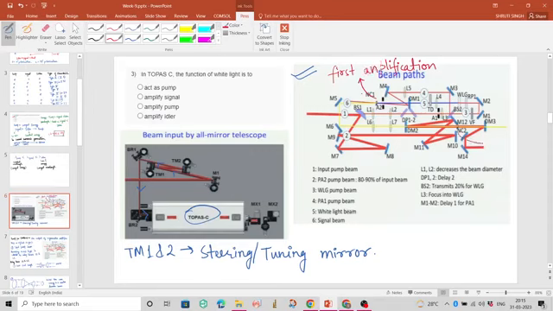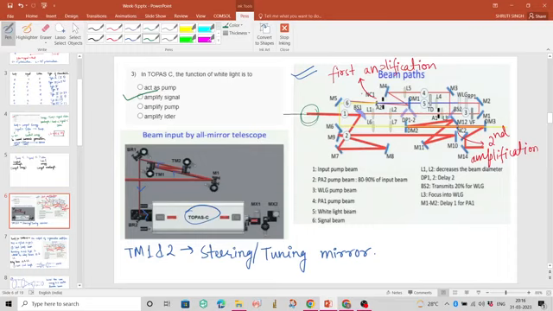And here is the second amplification, 2 times amplification happening. So in TOPAS-C, the function of white light is to amplify the signal. So the answer will be B. It is not acting as a pump because pump is this one.